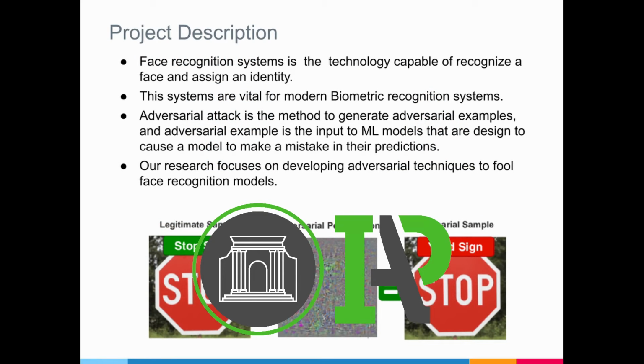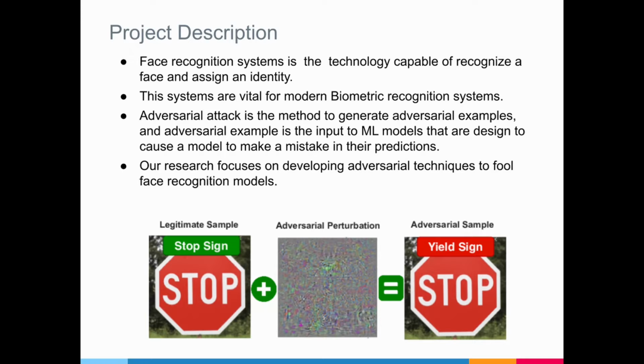Project description. I'll be introducing some definitions and then I'll go into details with the description and an example. So let's begin. We have a face recognition system, that is a technology capable of recognizing a face and assigning an identity. These systems are vital for modern biometric recognition systems.